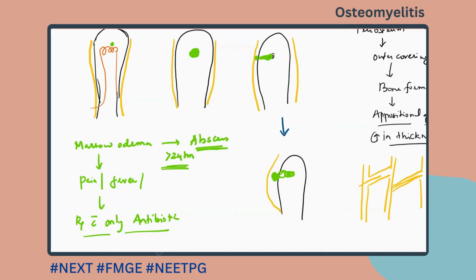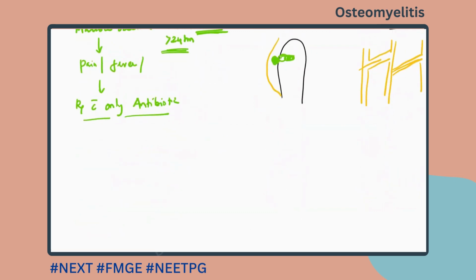Now what happens when the periosteum is lifted? Do you know the blood supply of a bone? How does a bone get its blood supply? Any idea about that? There are two blood supplies for a bone. I am making a cross section of the bone. This is the medullary cavity of the bone. What is this cavity called? The medullary cavity.